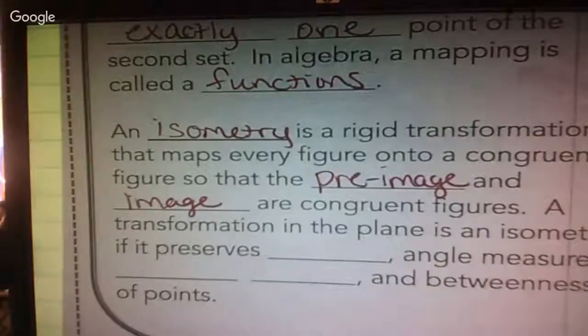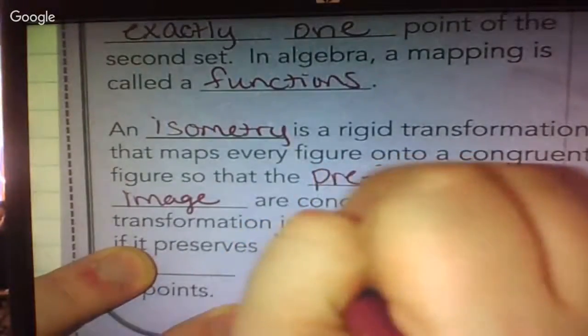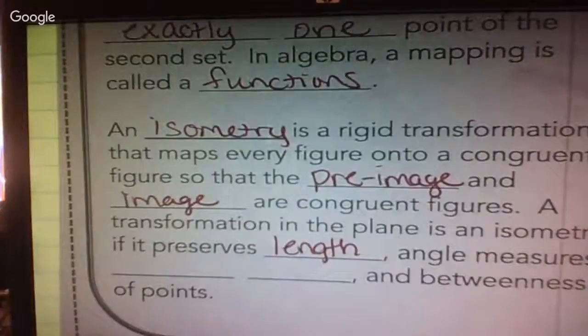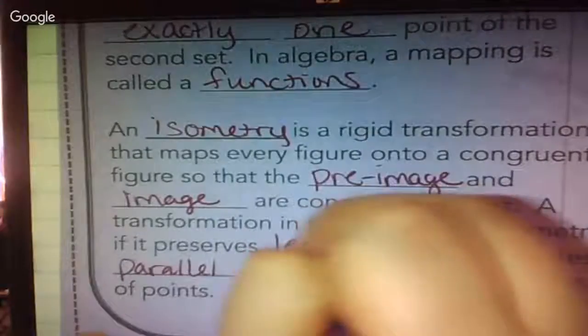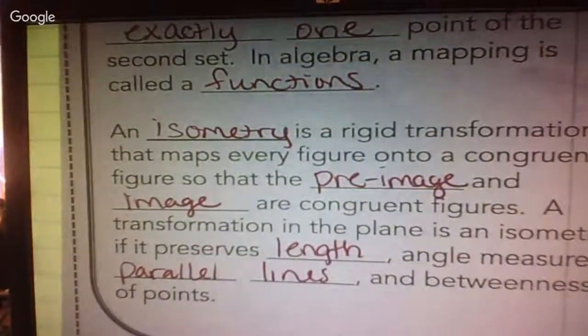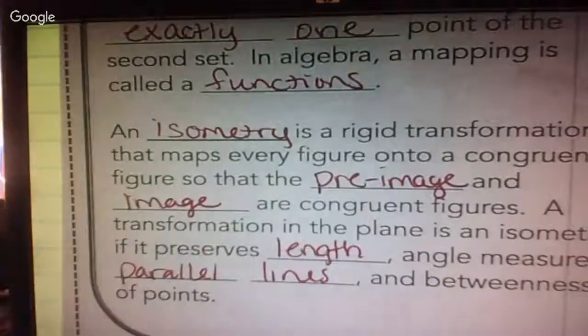So if we have an isometry, it preserves length, angle measures, parallel lines, and betweenness of points. Questions so far? All right, now that we've got a background, let's dig a little deeper.